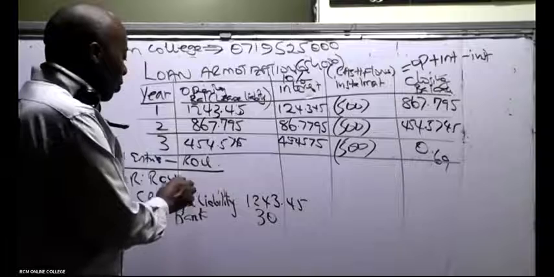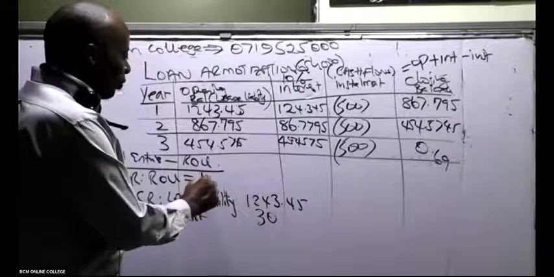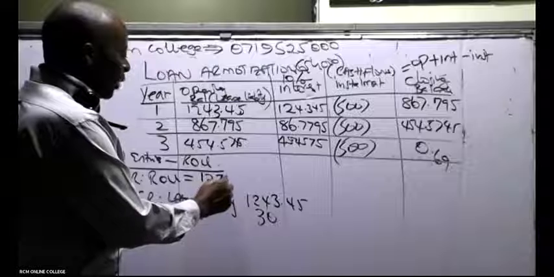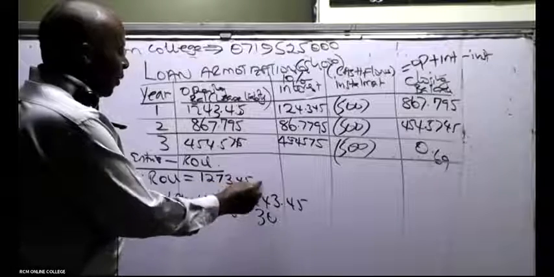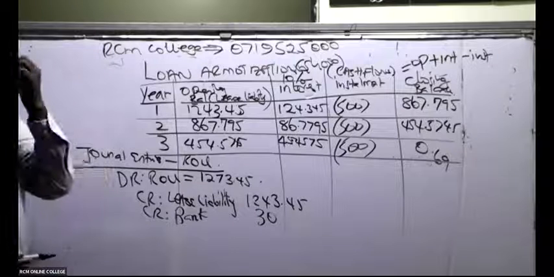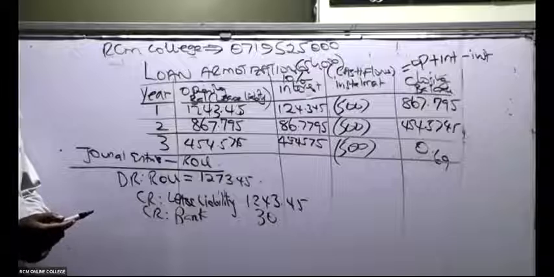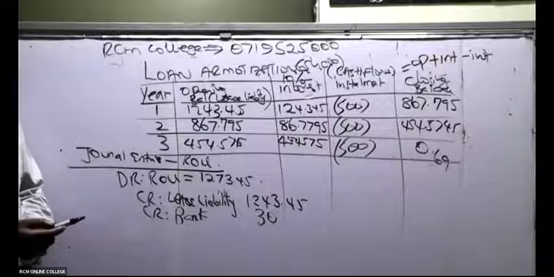You'll be able to add the two of them. These two will enable you to use the asset. So the right of use is 1273.45, because you add the two.